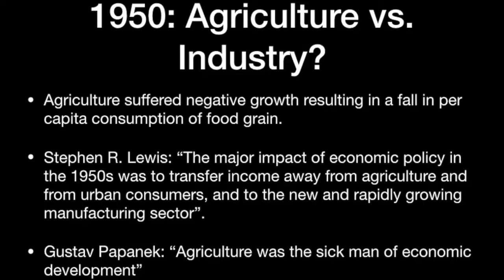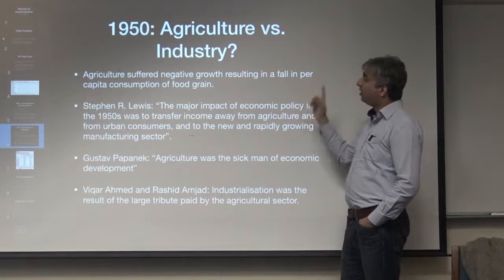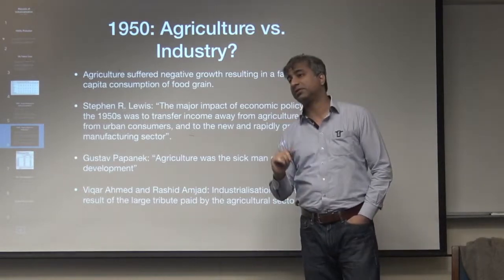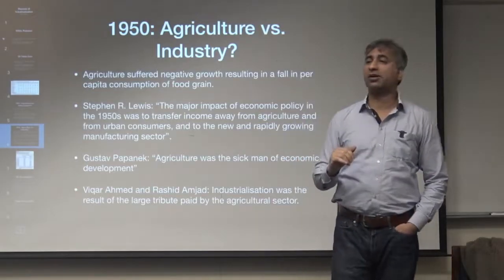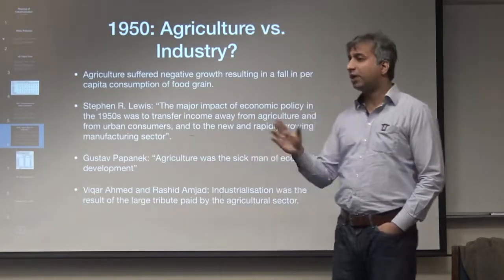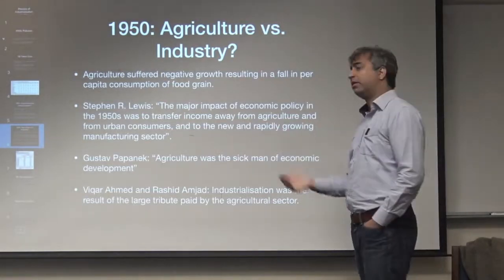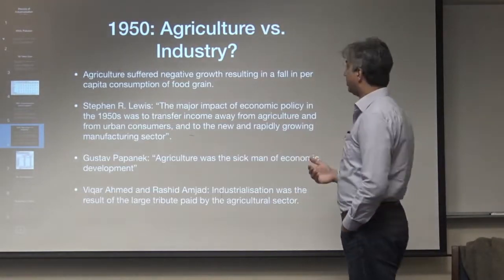The other major thing is that agriculture in fact was suffering. Agriculture was not growing. It was not even keeping pace with population growth rates. As a result, per capita consumption of food grain was declining in Pakistan. And very early on, Pakistan had to apply for PL 480 and other things where they had to get aid in the form of grain, etc., which the Americans provided.